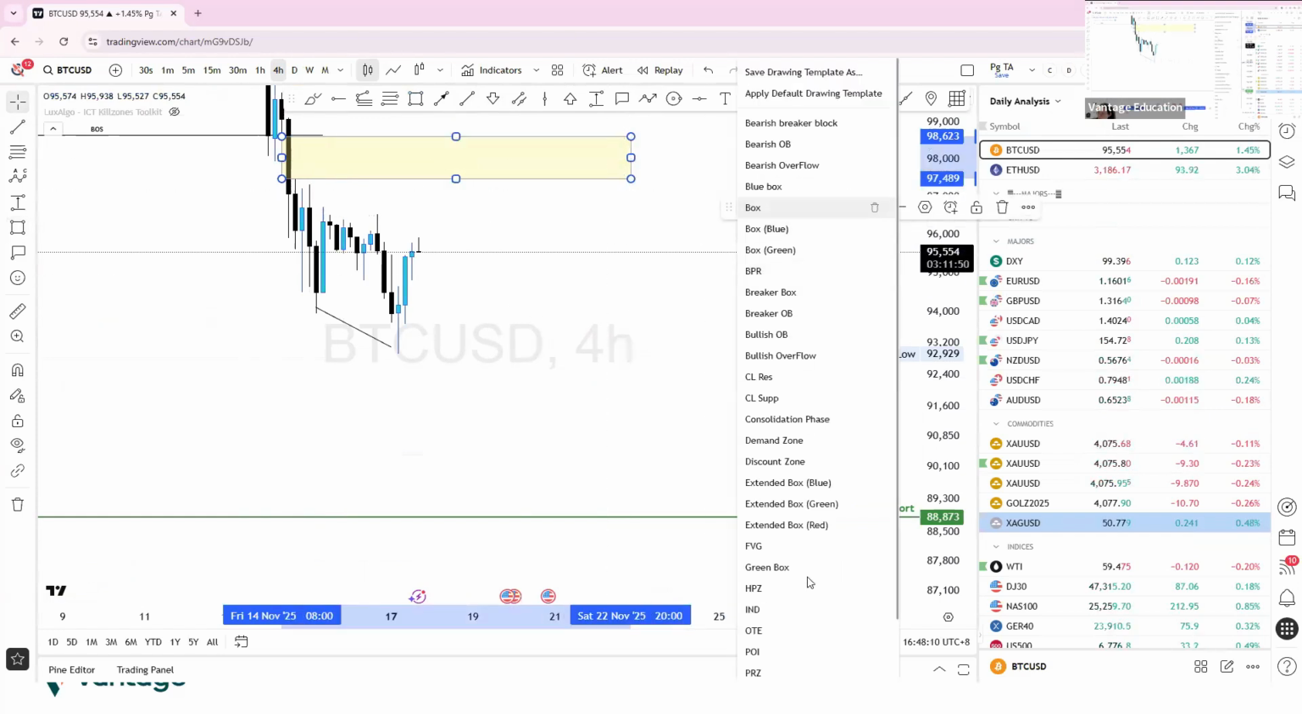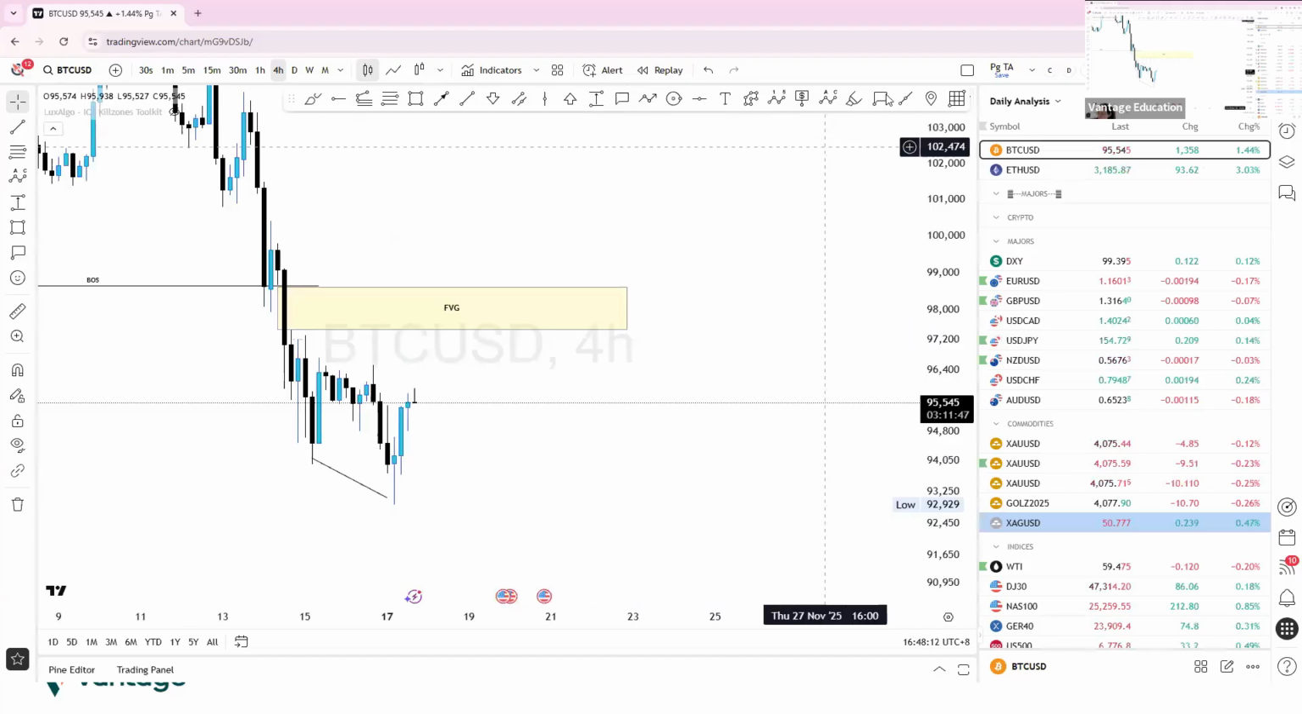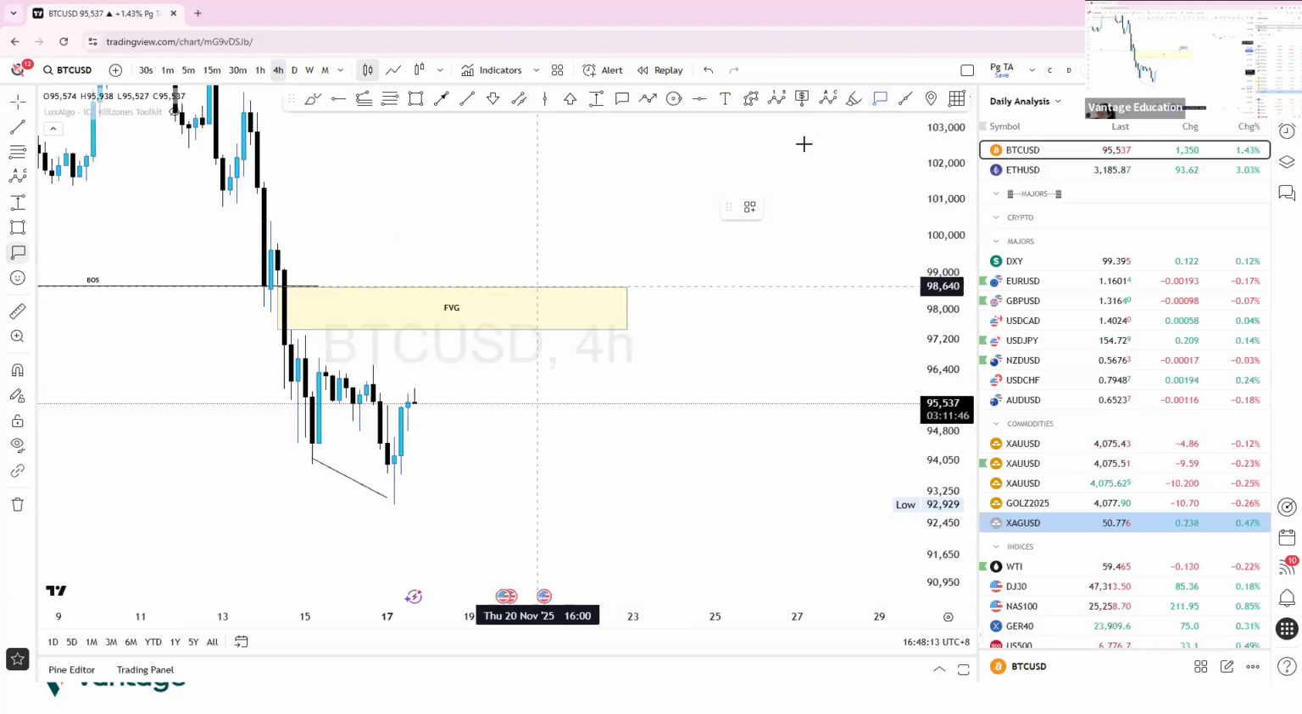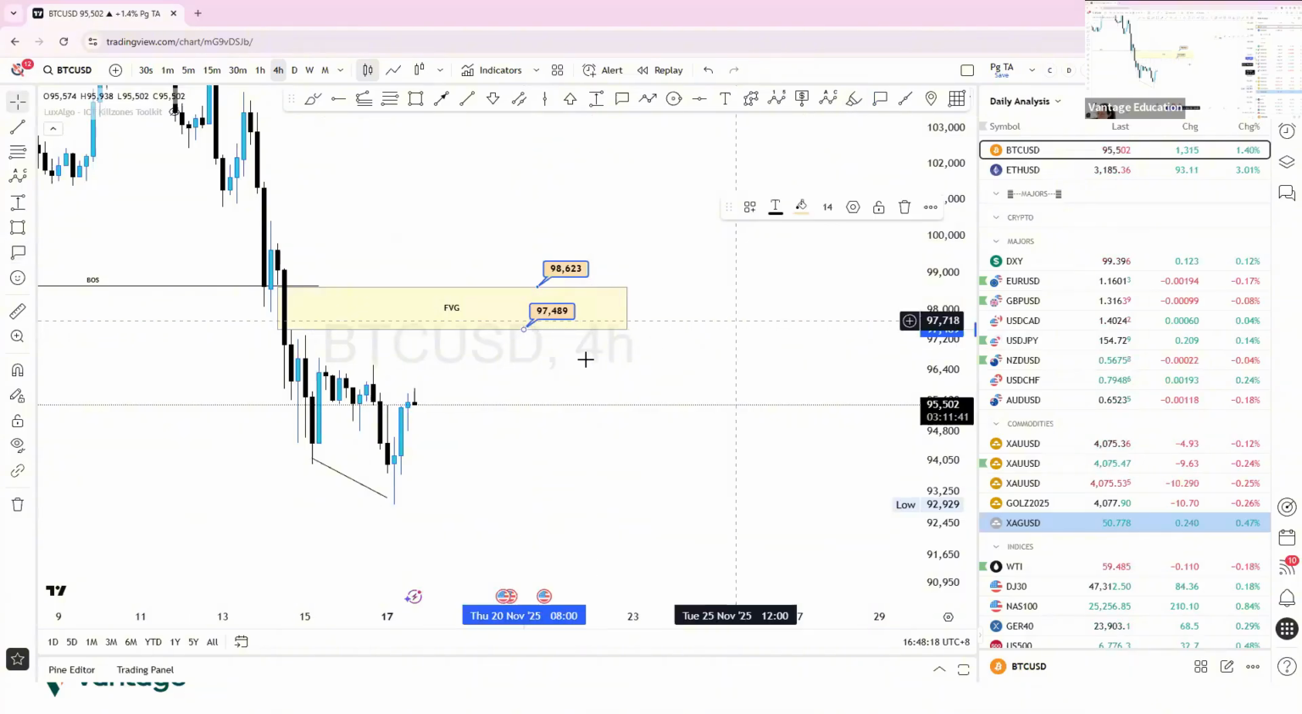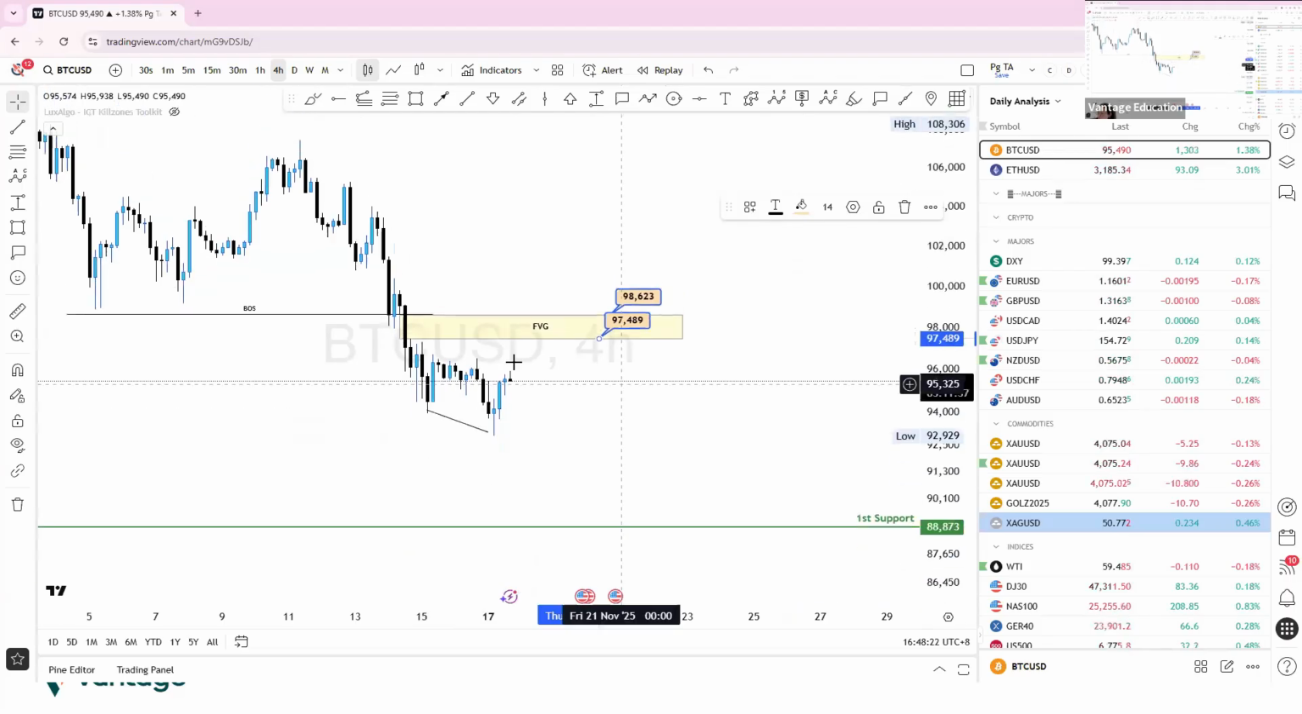This is FVG, fair value gap. The price 98.62, 97.48. Okay, this is gonna be the sell zone.